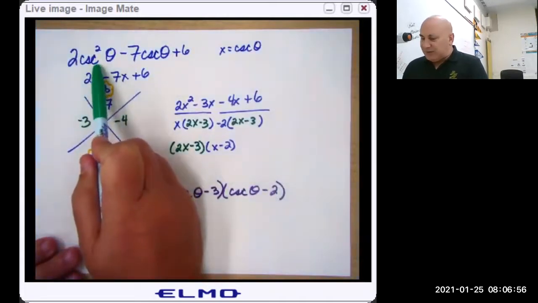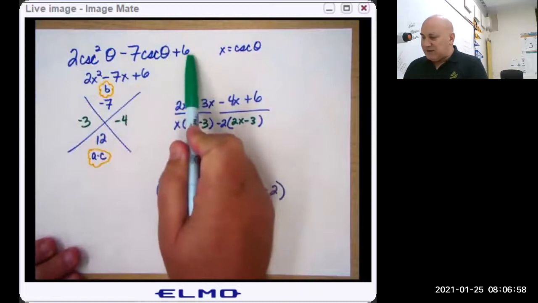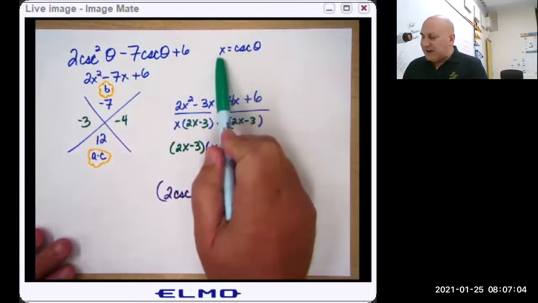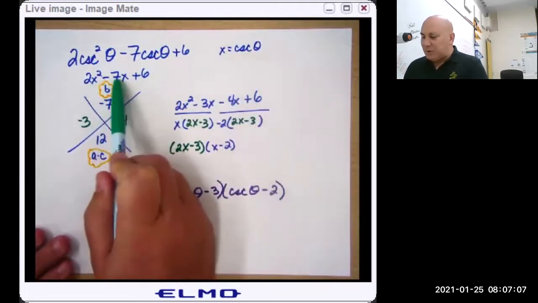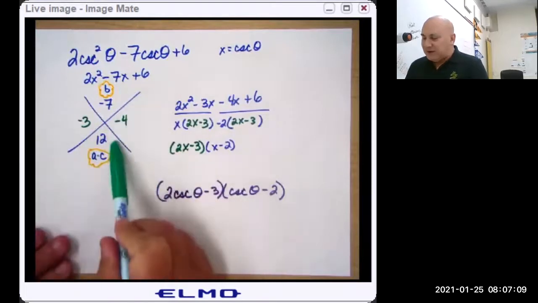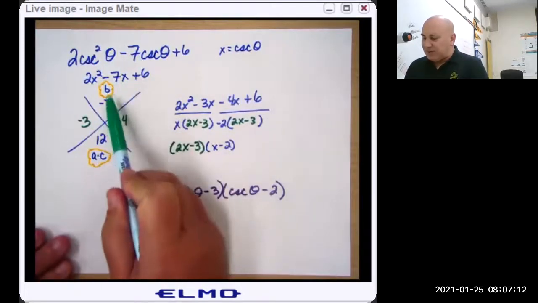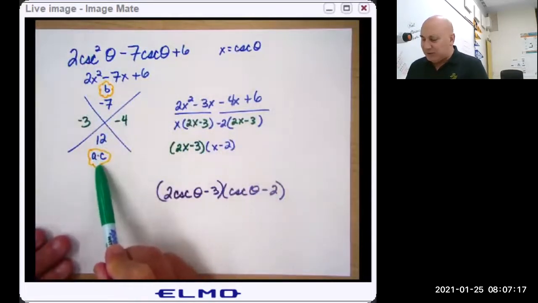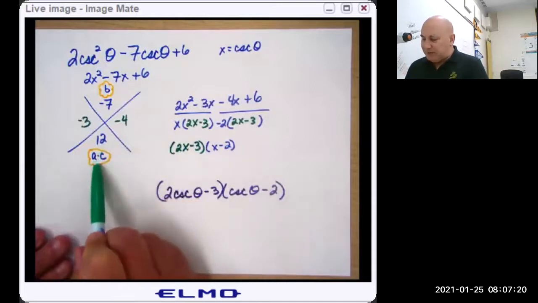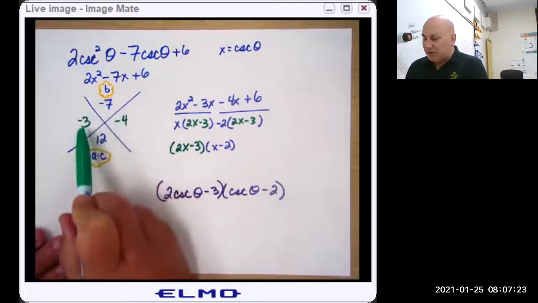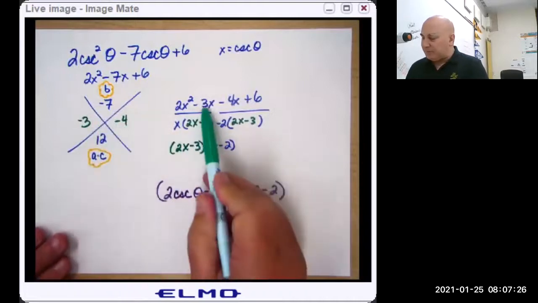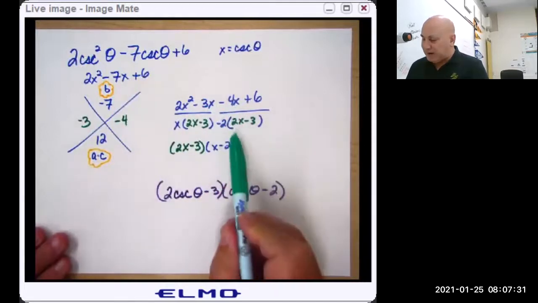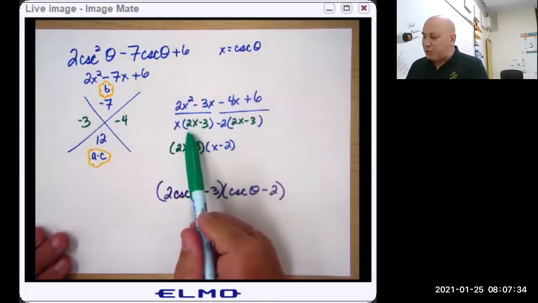So now we have cosecant squared, cosecant, and a constant. If it helps you to think of cosecant theta as x, then you can rewrite this as 2x squared minus 7x plus 6, and then factor it. The negative 7 goes here because that's our b value. 2 times 6 is 12. That's our a times c value. I need two numbers that multiply to give 12, add to give negative 7, and those are negative 3 and negative 4. So I rewrite the negative 7x as negative 3x and negative 4x, and factor by grouping.